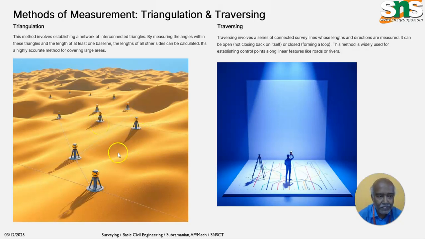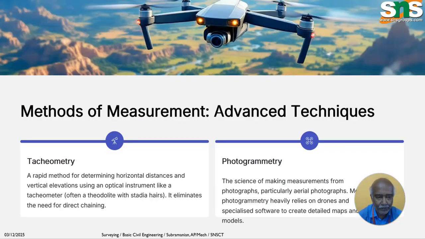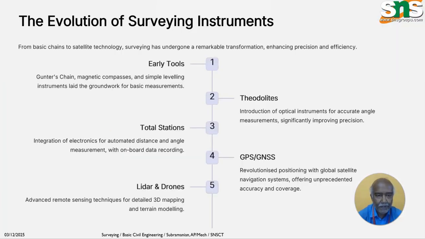In the triangulation method, we establish the interconnection of triangles, and it is transferred to the other plane and focused on a map itself, to find out whether it can be surveyed and whether leveling can be done properly or not. And some of the methods of measurement for advanced work are tachometry and photogrammetry.